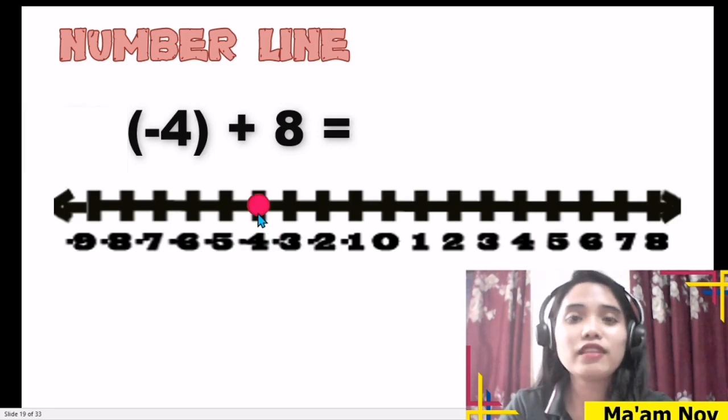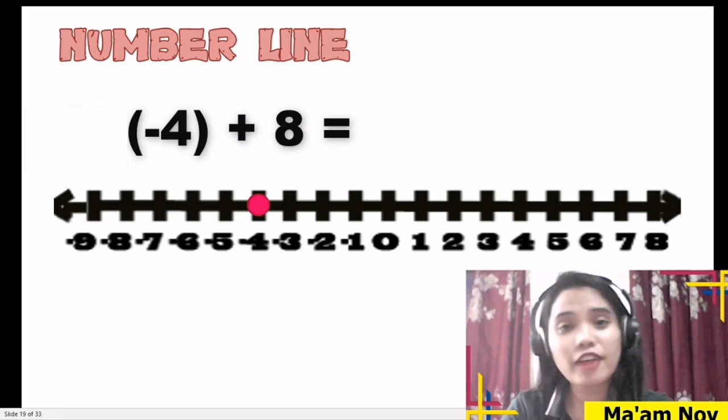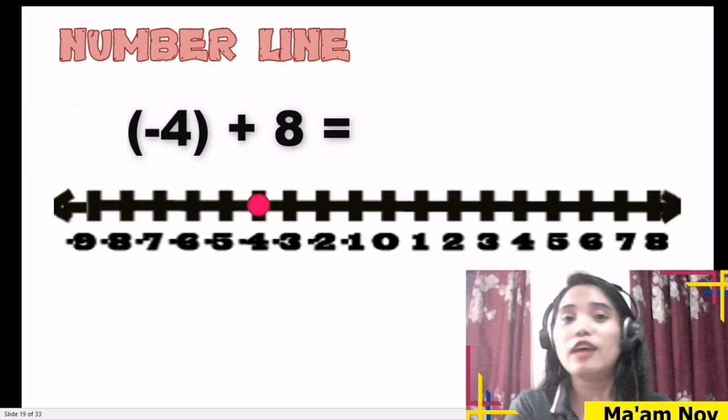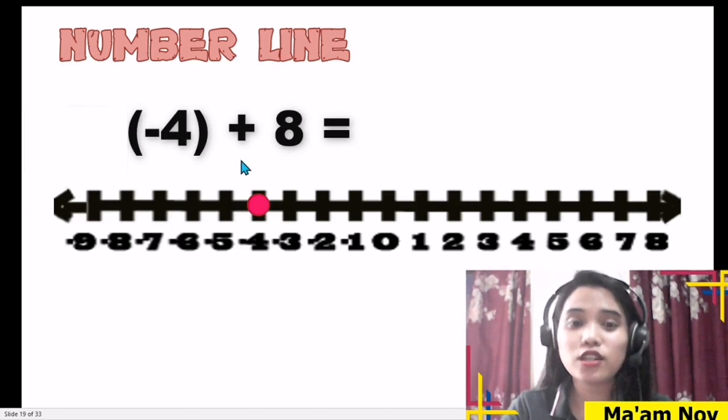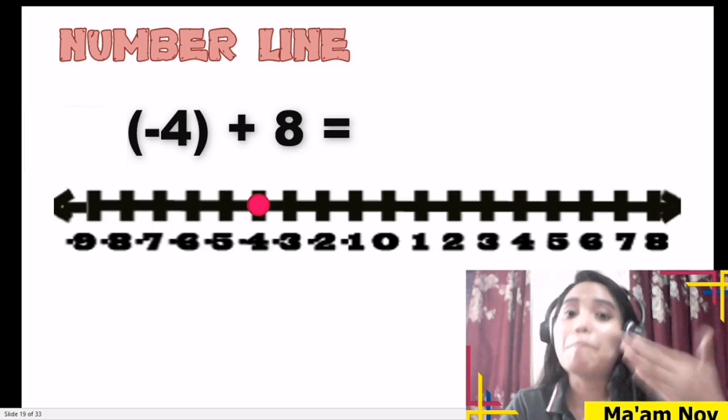And, how many times tayo mag-jump? 8 times. Okay? So, pa-left ba o pa-right? Diba kapag pa-left, kailangan negative ang integer. Kapag pa-right, kailangan positive ang integer. So, we will jump 8 times pa-right.